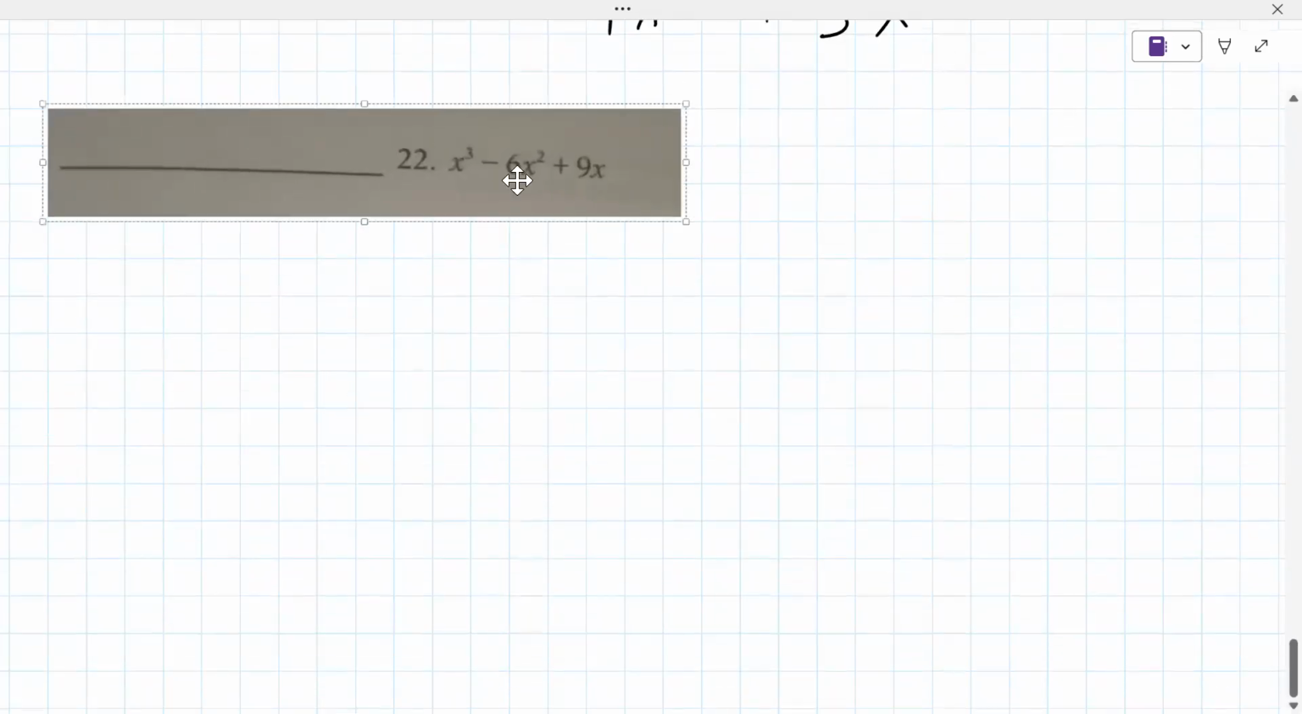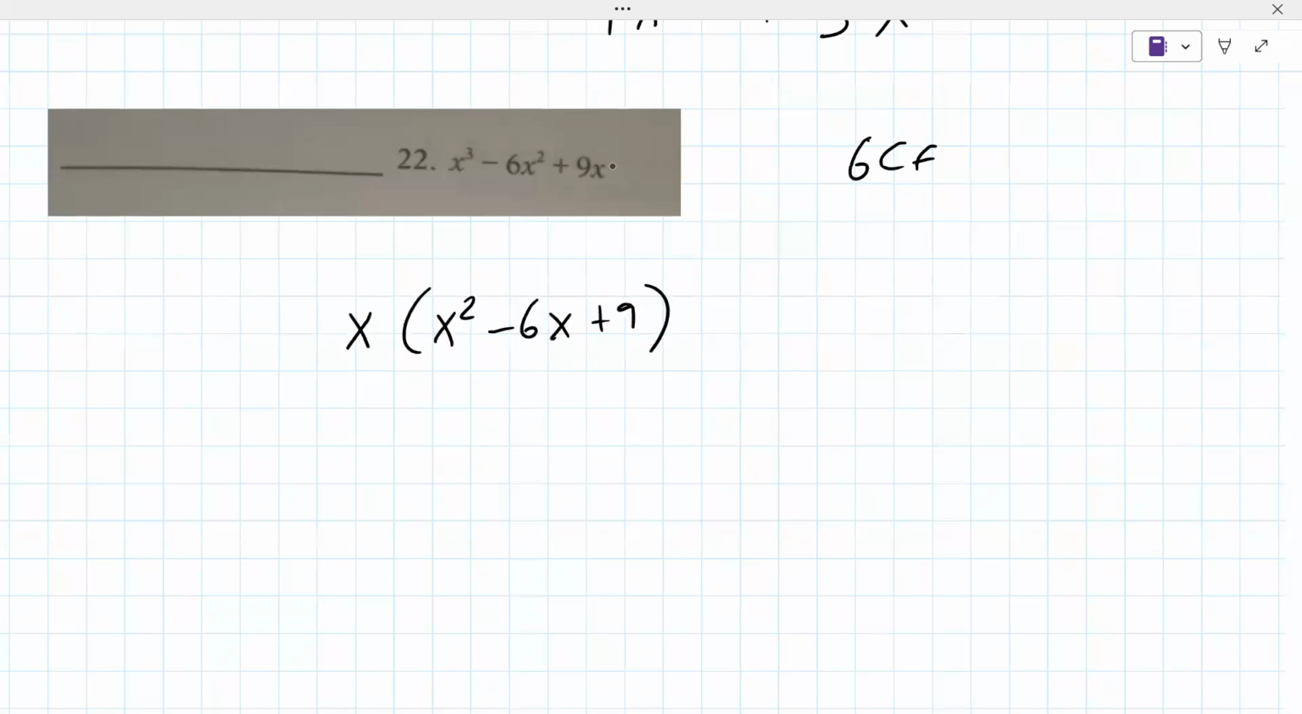All right, 22 has a GCF, greatest common factor. So what is that greatest common factor? What do you see that all of them have? 3 is not in all of them. It's got to be in all of them, not just one. Okay, what about the letter? What letter is in all of them? X. So this is x squared minus 6x plus 9. They all have an x, so you can divide each of them by x. They call it divide and slide, and that is it.